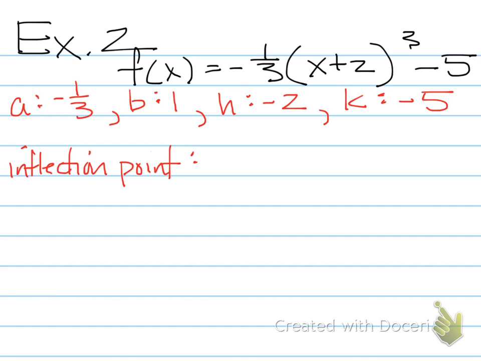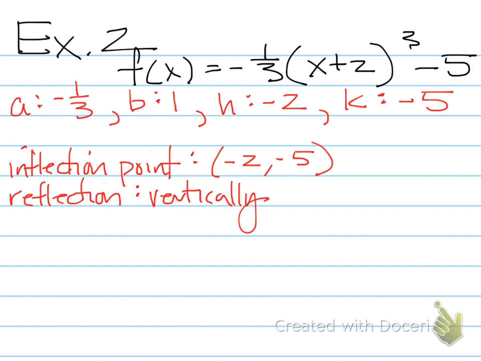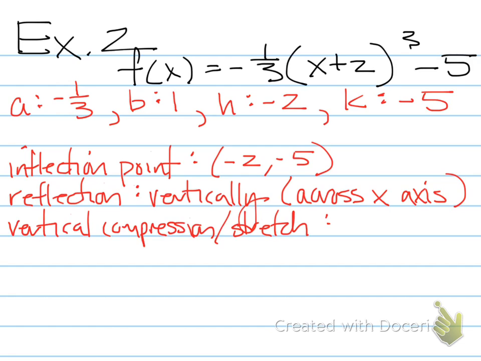All right, so the inflection point, since it's being translated 2 units to the left and 5 units down, would be at (-2, -5). And then reflection, it is being reflected vertically because a is negative, or you could put across the x-axis. As far as the vertical compression or stretch, there is no inner parentheses, so there is no vertical compression or stretch.